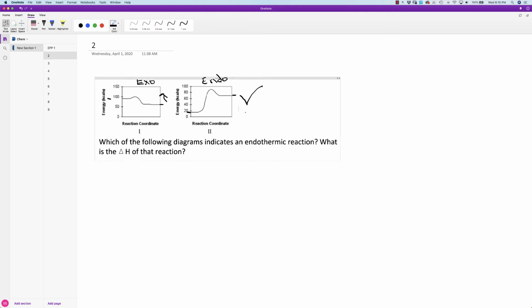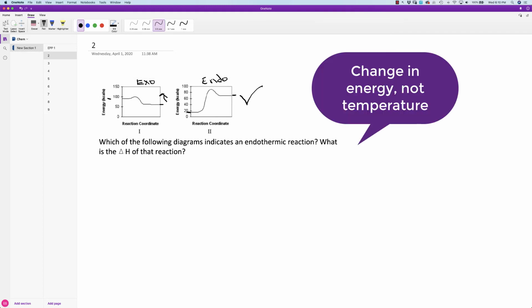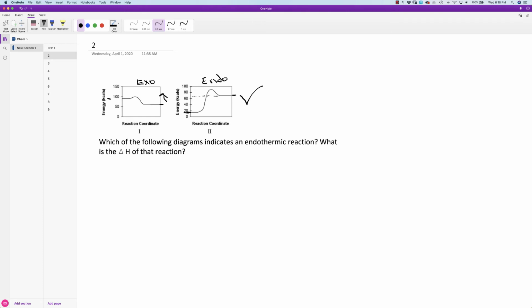Okay, and then they want to know, what is the enthalpy of the reaction? Well, the enthalpy, the change in temperature, is from way down here to way up here. So if we were to draw this line across somewhere, and then I kind of went down a little low, it's probably closer to there.